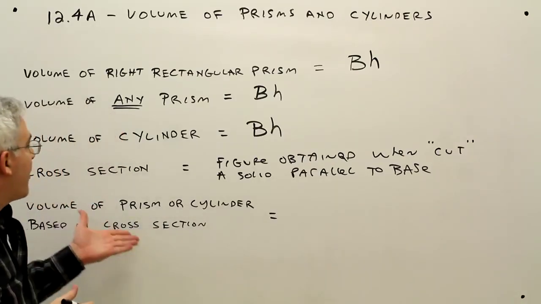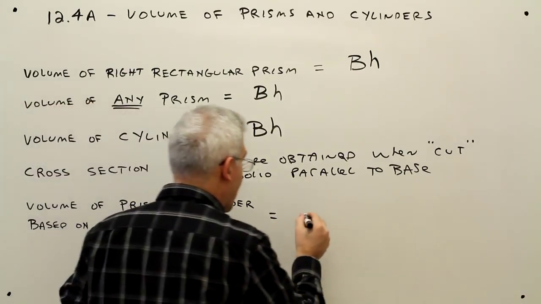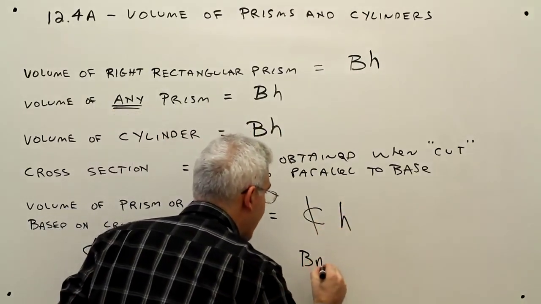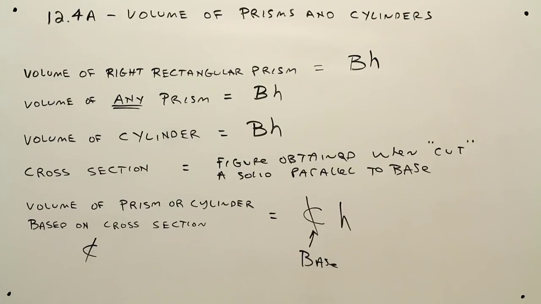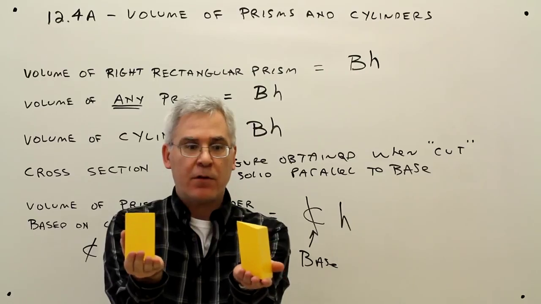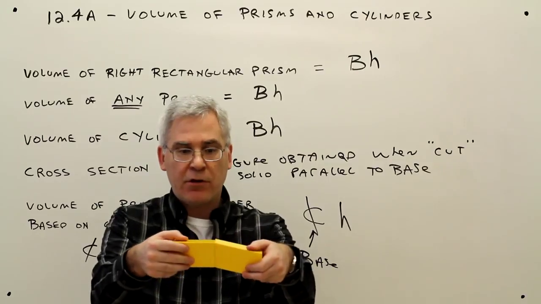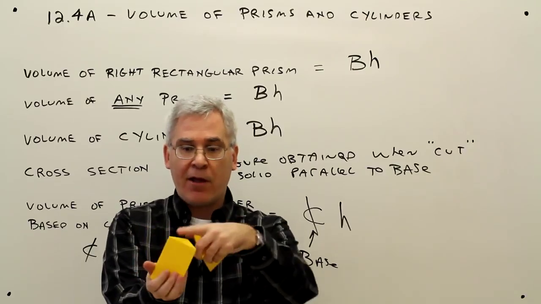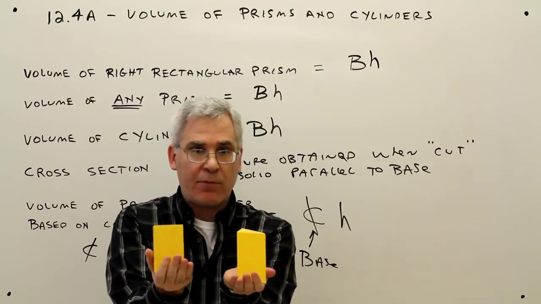So based on all of that, the volume of a prism or a cylinder based on cross-sectional area is simply the cross-sectional area times the height. So this is kind of like the area of the base. And as one more example, here are two triangular prisms. They have the same height and they have the same cross-section, so they will have the same volume. The volume is simply the area of the cross-section times the height, or in this case the area of the base times the height.